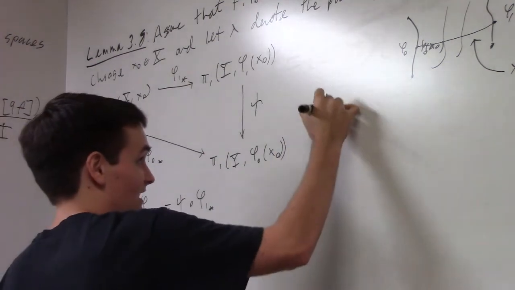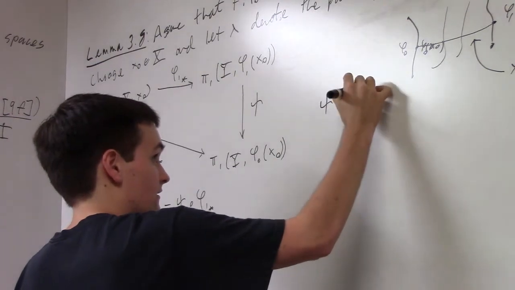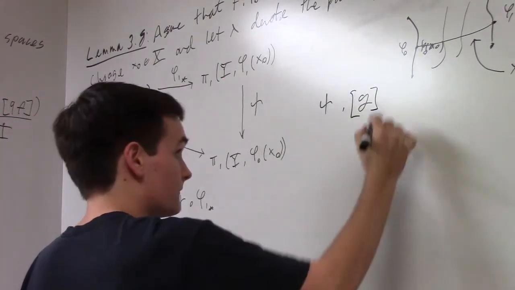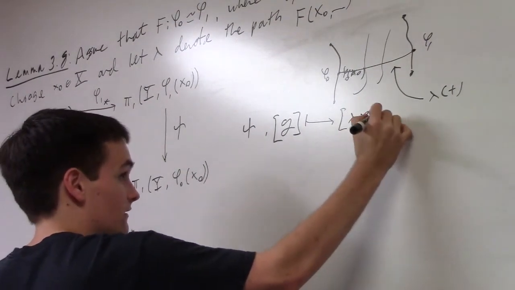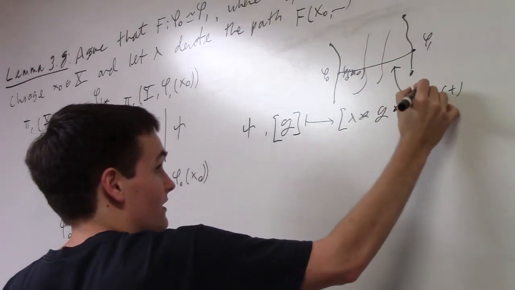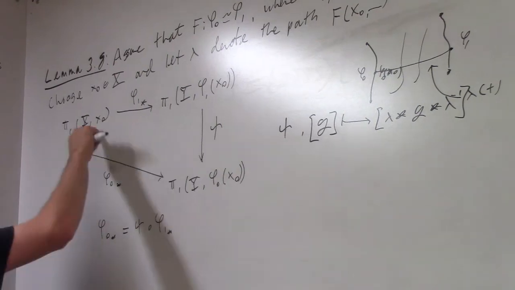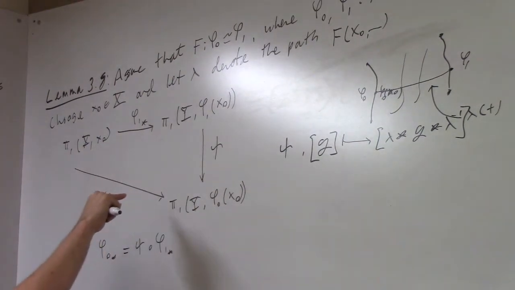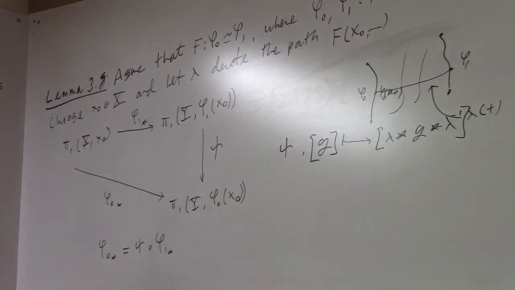But psi is the isomorphism that takes the path class of g and sends it to the path class of lambda g appended with lambda inverse. So essentially what this says is if you have two freely homotopic maps, then they're not necessarily the same, but they differ by this isomorphism here.